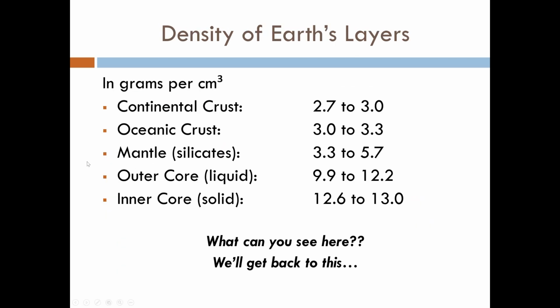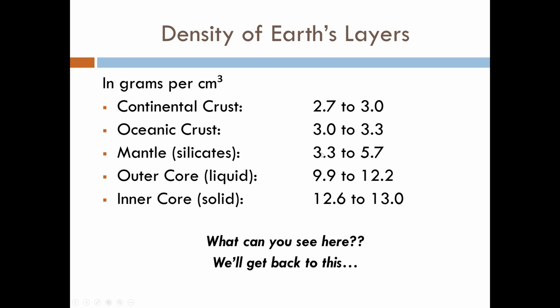Looking at the density of Earth's layers, we can see, so grams per cubic centimeters. You can compare that to water, and water is 1 gram per cubic centimeter. So we can see that the continental crust is 2.7 to 3 times as dense as water. We can see that oceanic crust is 3 to 3.3 grams per cubic centimeters. So oceanic crust is denser than continental crust, and that's important.